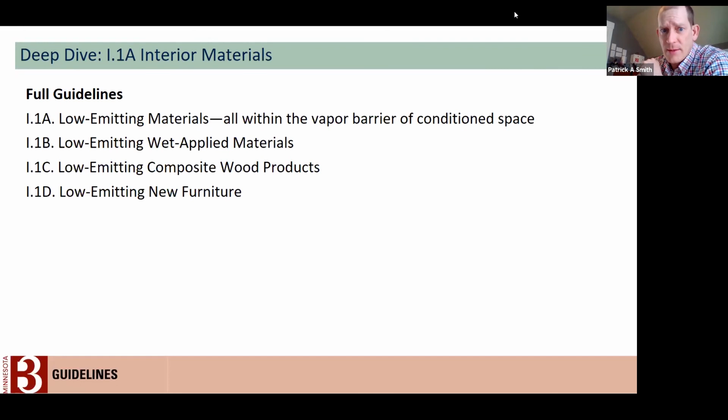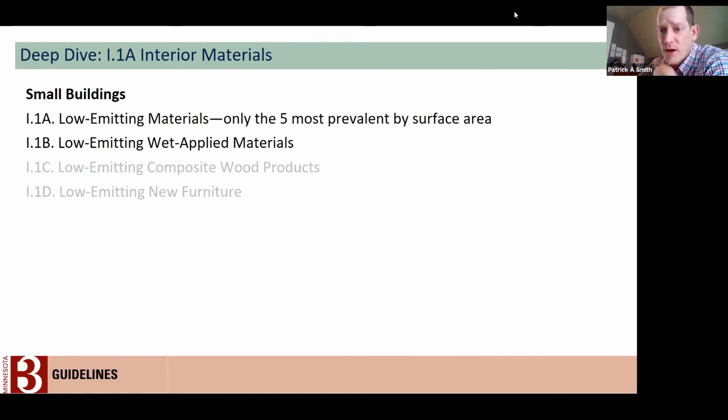All right, I'm going to go pretty quickly. This is just a note: low emitting materials. If you want to go to the next slide, we drop this down to only the 5 most prevalent by surface area, and so that's looking for certification of low VOC, low off gassing per CDPH. We're still keeping the wet applied materials because that's really the heavy hitter for where you're likely to see VOC loading into buildings.